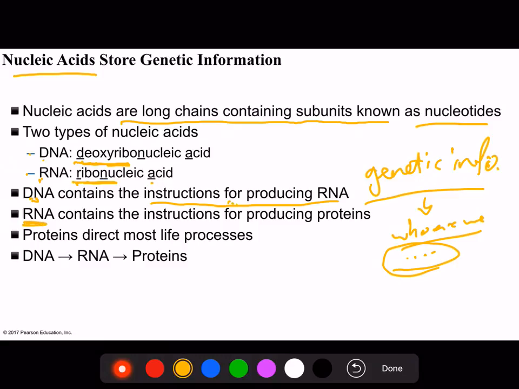RNA would take a copy of these instructions and use them to produce proteins. Since the proteins are responsible for doing the work, we need guidelines or instructions on how to make them. These guidelines or instructions are coming through the RNA, which is technically a copy of the DNA. So proteins, as we said, direct most life processes, and the relationship between them is like this. DNA will make a copy of it into the RNA. RNA then will be converted into proteins.